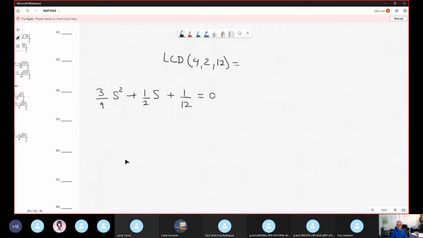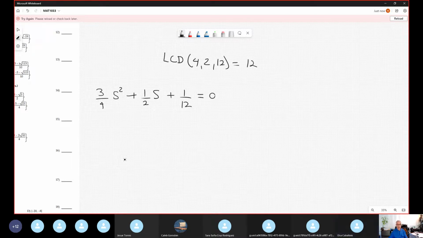Let me see if you understand very well. 12, super. Does everyone understand this or no? Remember, LCD is completely different to the greatest common factor. Greatest common factor is always smaller. Least common denominator is bigger, a multiple. Do you understand this? This is intuition. However, there is a systematic procedure. Do you want to do it again or no? The systematic procedure: break down 4, 2, and 12, and select the factors.